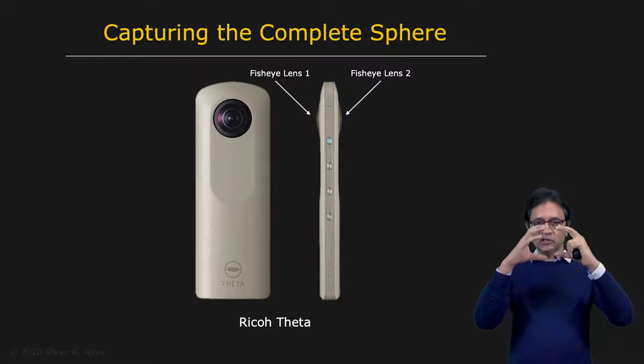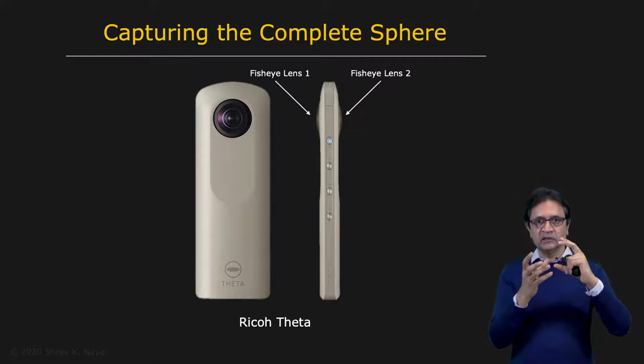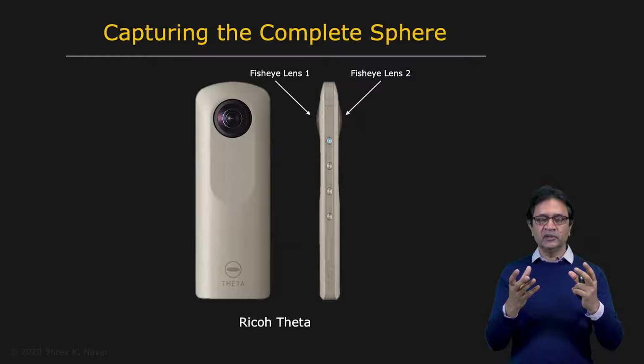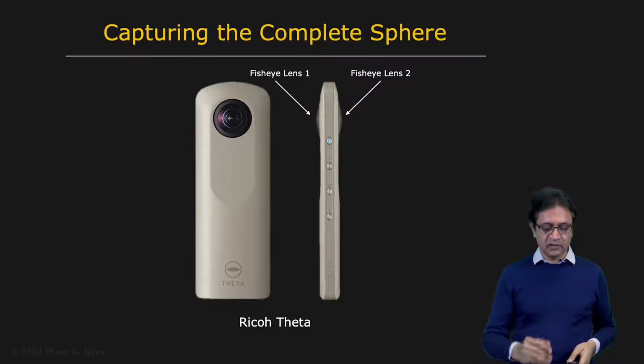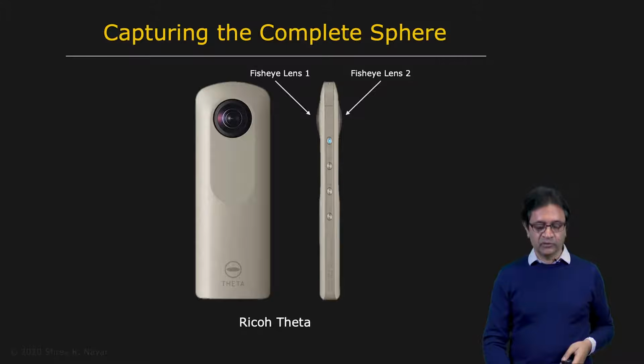This allows you to stitch these two hemispheres together to create a complete spherical image. And that spherical image then allows you to look in various directions. There are versions of this camera both that produce still images as well as videos.